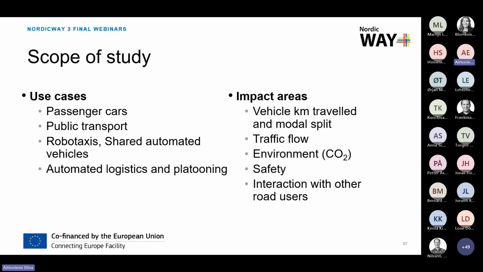The main focus was on higher level automation, so levels 3 and above, but also some lower level studies were included. And the main focus was on the literature from the past 5 years.